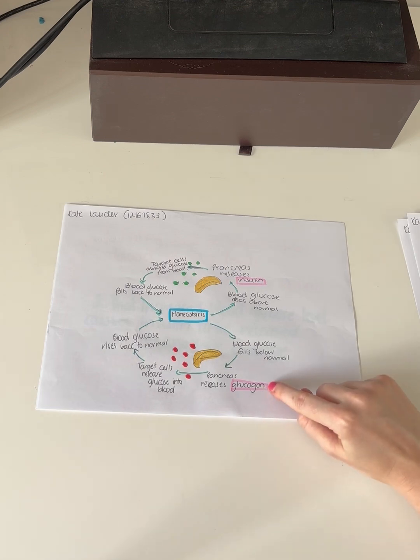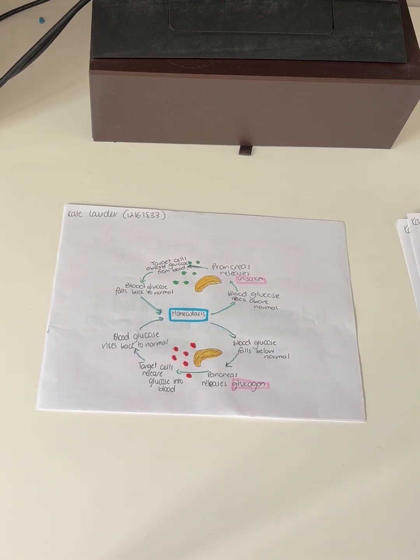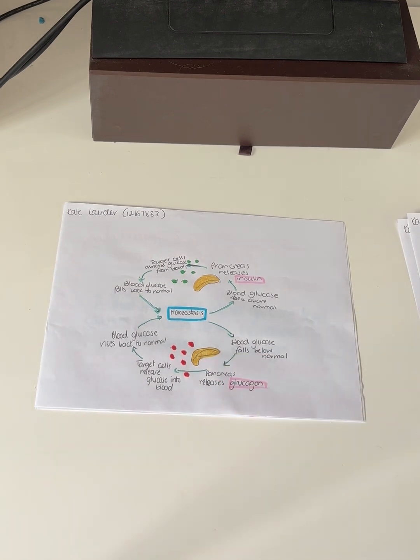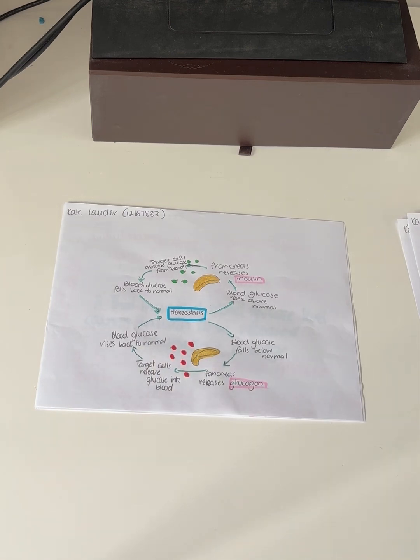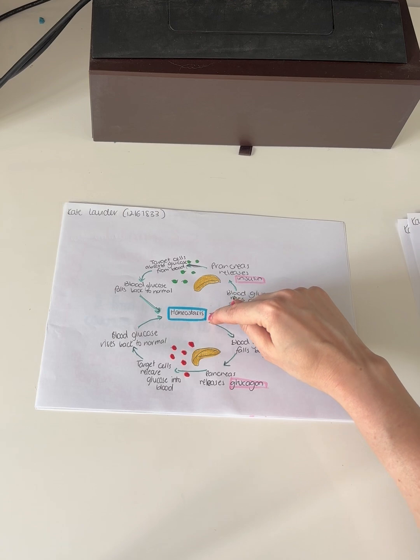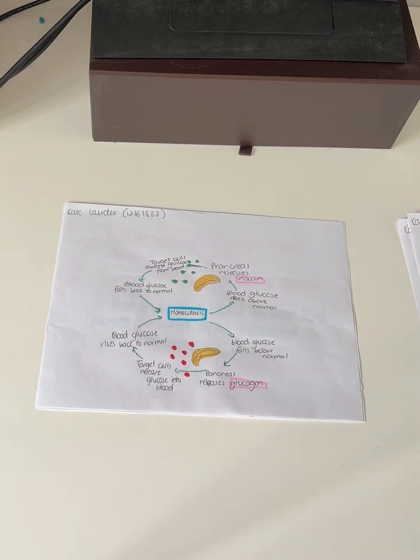With the flow chart of glucagon, your blood glucose levels fall below normal, and then glucagon is released from the pancreas through target cells into your bloodstream, and that allows your blood glucose levels to rise back to normal, back to homeostasis. Now, it is the opposite effect when insulin is involved.